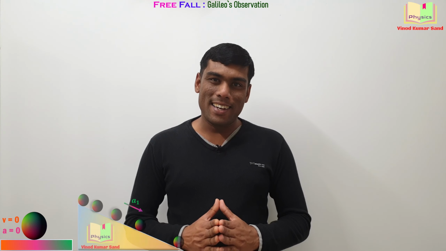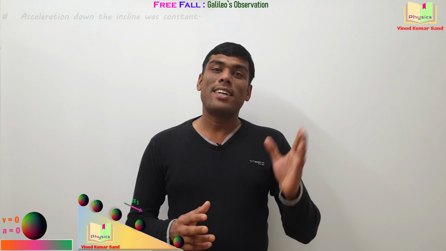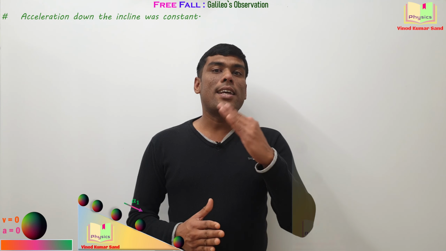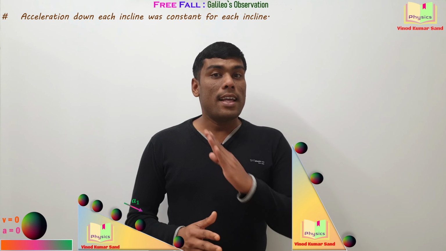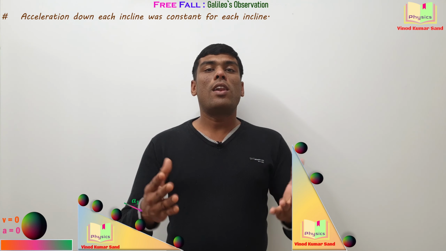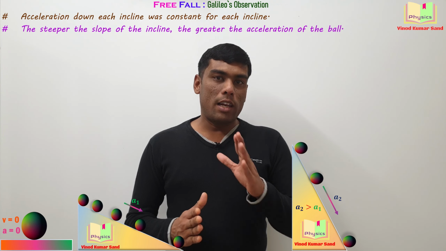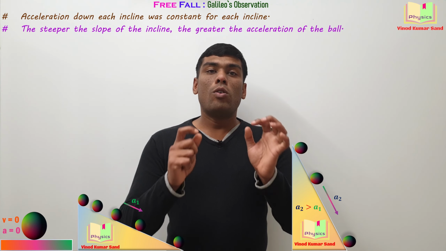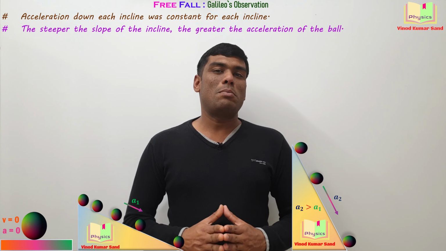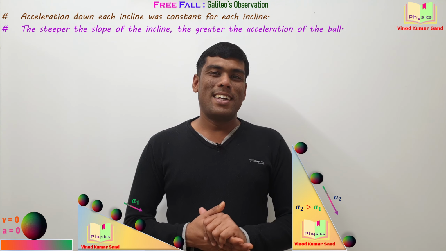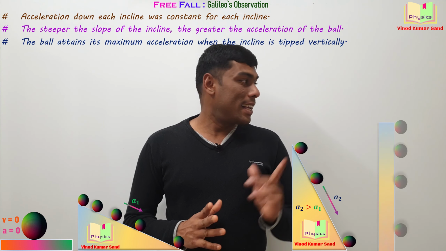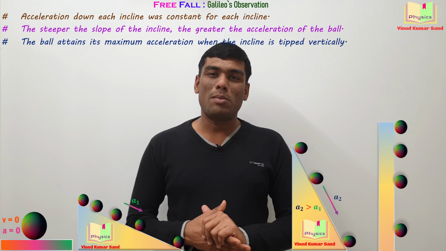Now suppose the ball is placed on an incline. Then the ball will accelerate down the incline. If the slope of the incline is kept on increasing, then acceleration down the incline will also increase. So Galileo took a few observations. Then one question came into Galileo's mind: how will you get the maximum acceleration for this ball? The answer was simple: tip the incline vertically, like the last diagram visible on the board.